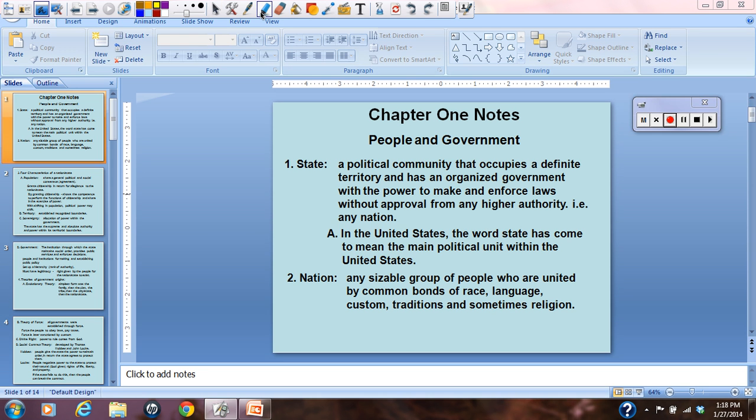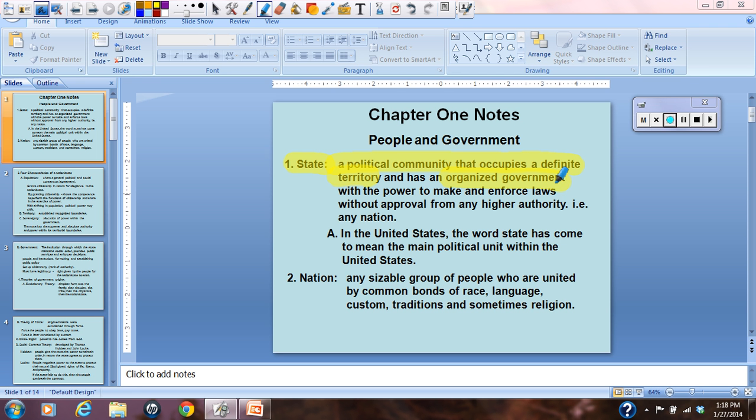What is the definition of a state? A political community that occupies a definite territory. Okay, it has a political community that occupies a definite territory and has a what? An organized government. And has an organized government, okay?